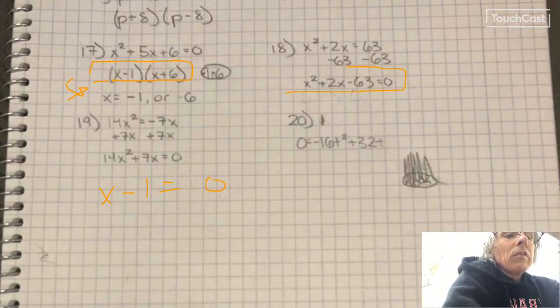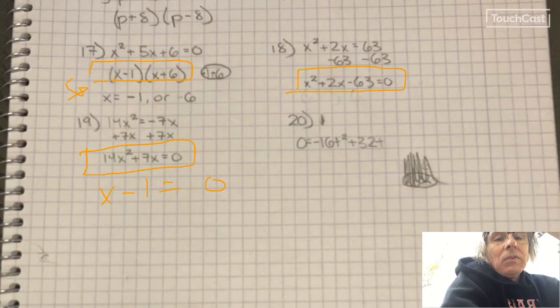You're going to factor this thing, and then you're going to set the factors equal to 0. And number 19, you're going to factor this thing, and then set the factors equal to 0 to find out the values for x that make the equation true.